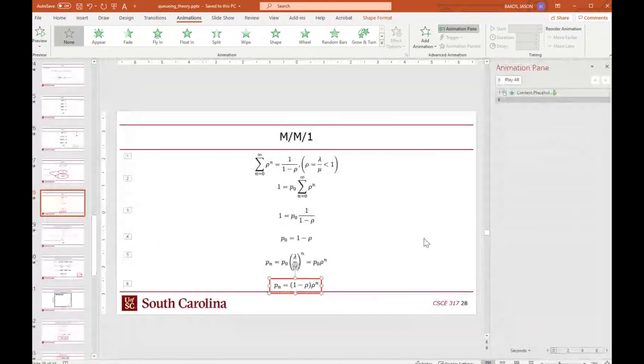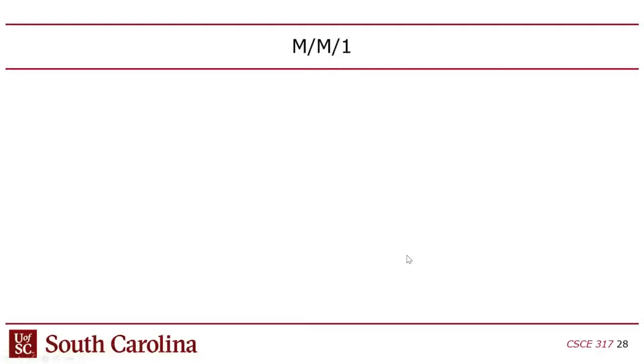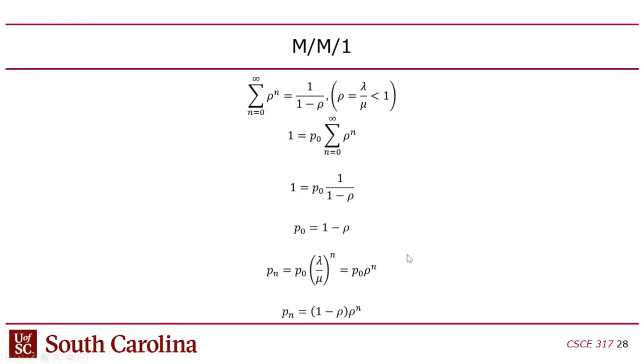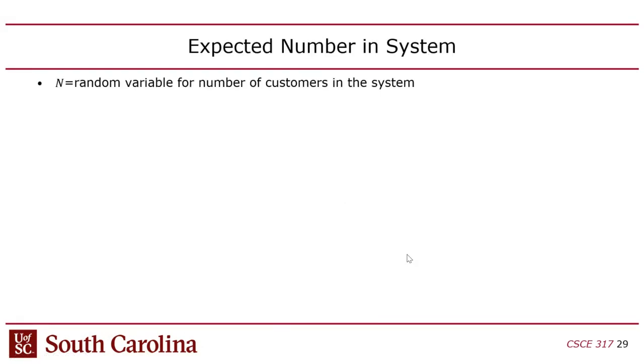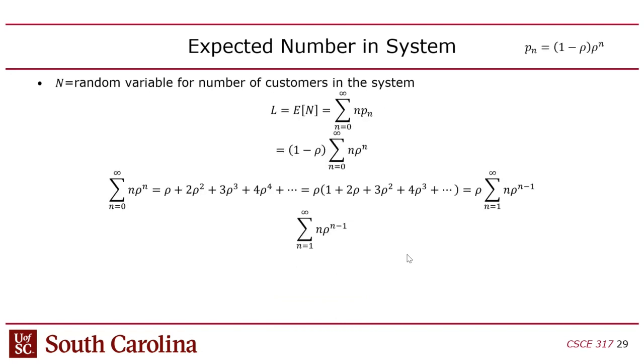Let's see. Let me change. I tried to put boxes around the final equation, the one that you'll be using. Now, for the number of expected customers in the system, this was the one that was a little stranger.